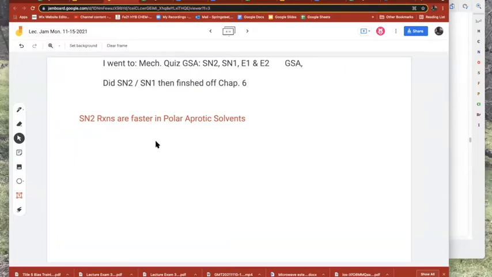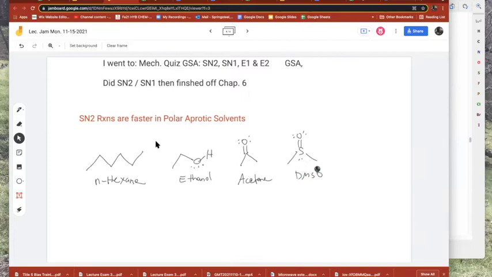So let me draw out some solvents, and then we're going to figure out what these are. I'll do n-hexane first here. And then I'll go ethanol, and acetone, DMSO. Okay, what's up with these solvents? So polar, non-polar, that should be easy for us. We've been doing a lot of that in lab. What's this n-hexane? Is this a polar or non-polar solvent?